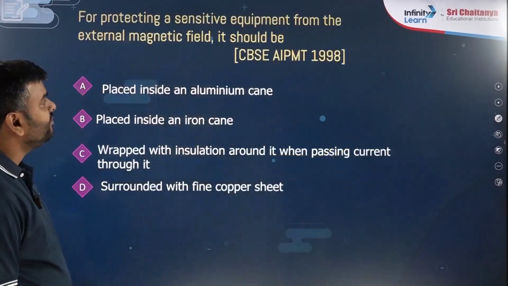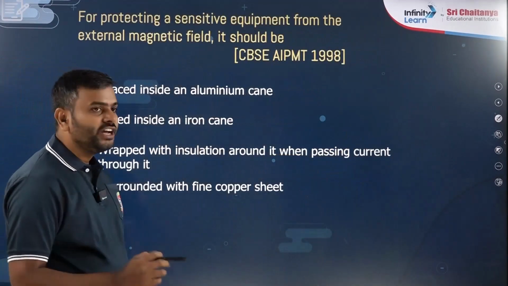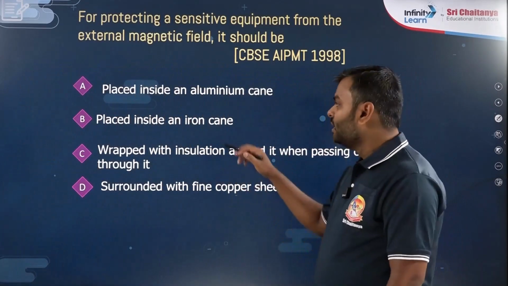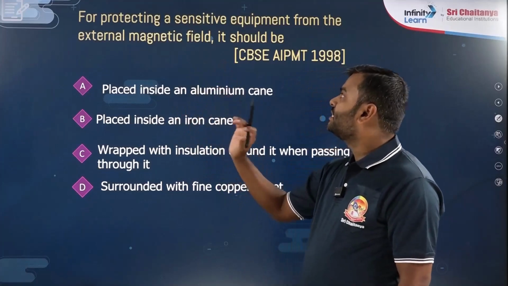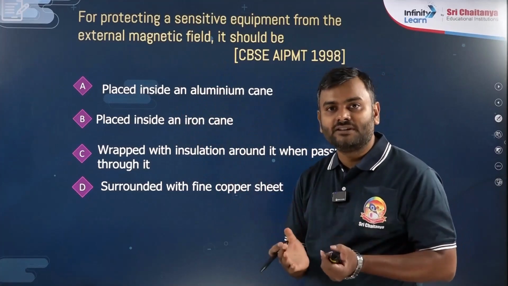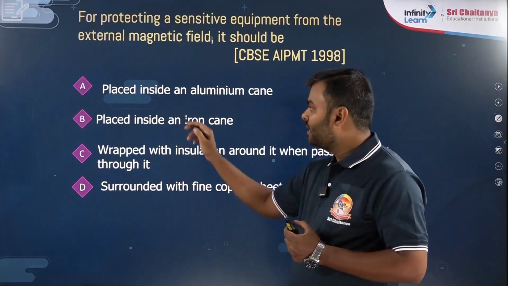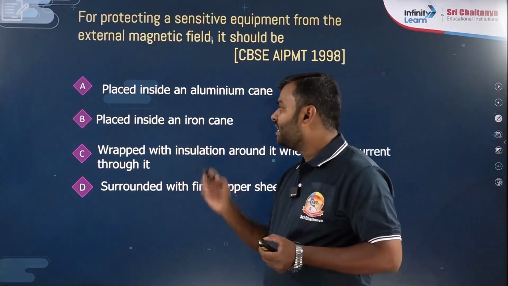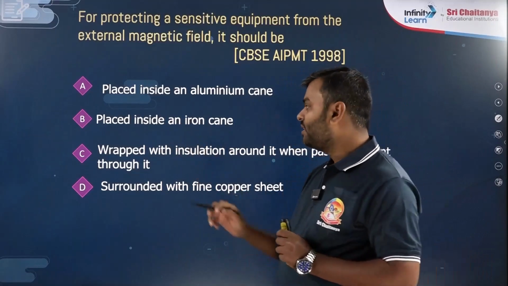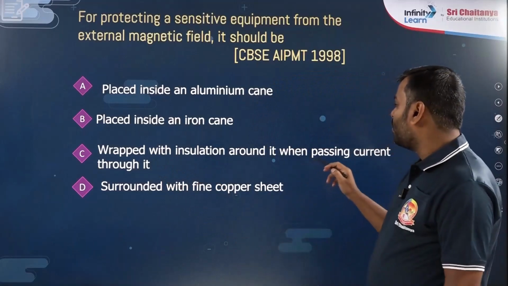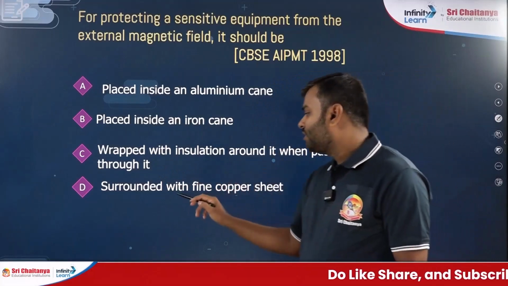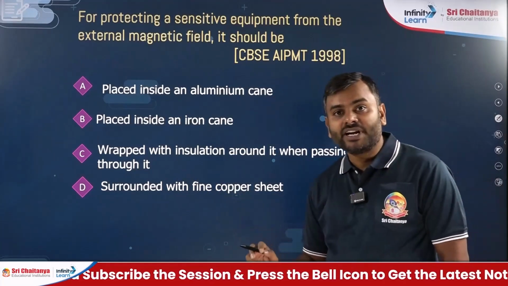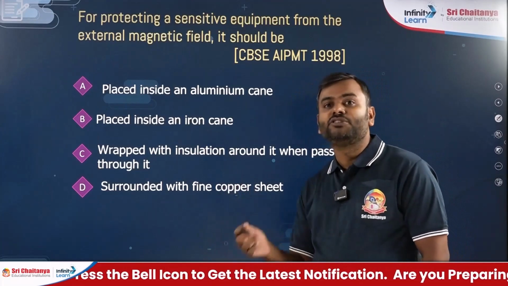For protecting a sensitive equipment from external magnetic field, it should be, they have given these options. We have to choose among these. They are saying that to protect the equipment sensitive to external field, how can we protect it? If we place it in an aluminium can, will it get protected? If we place it in an iron can, will it get protected? If we wrap insulation around it, when passing current through it, will it get protected? Surrounded with fine copper sheet, will it get protected? So among all these four options, which one is the correct option?